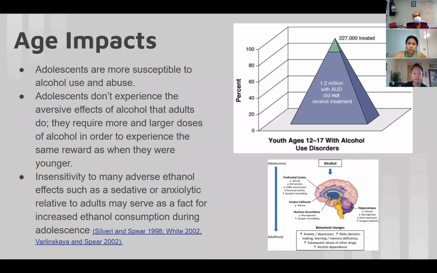So adolescence is a stressful yet key period for brain development in humans and is also a period in time when individuals are the most reckless and impulsive. Thus, adolescents are more susceptible to alcohol use and abuse. When adolescents consume alcohol at a young age, they don't experience the aversive effects of alcohol that adults do. As they grow, these people require more and larger doses of alcohol in order to experience the same reward as when they were younger. Therefore, alcohol consumption at a young age can lead to alcohol use disorders in adulthood and chronic alcohol intake. Insensitivity to many adverse ethanol effects, such as sedative and anxiolytic effects, relative to adults, may serve as a factor for increased ethanol consumption during adolescence.